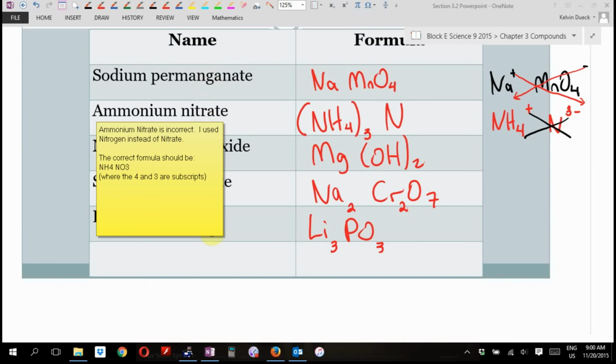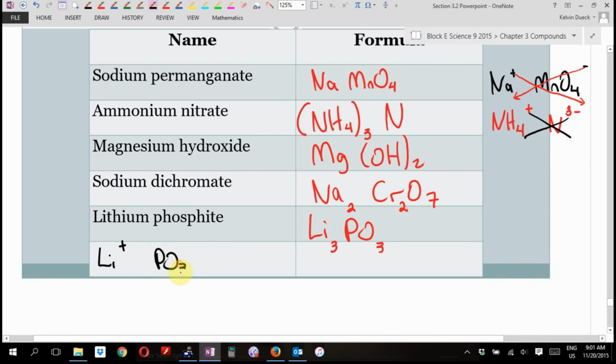Fifth one, lithium phosphate. Yep. So I went like this. I know Li is plus 1, and then I said PO3. What's the ion charge on PO3? 3 negative. So I said, okay, this is going to end up here. There's going to be 3 lithiums. What's going to end up down here? A 1. And we said last day, if there's a 1, we just ignore it. Just like in math, when you have a 1 in front of an x, you don't really write the 1.